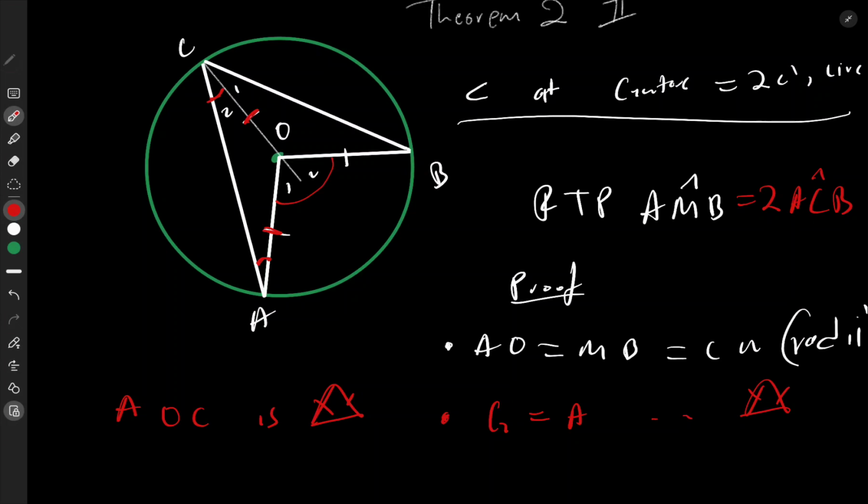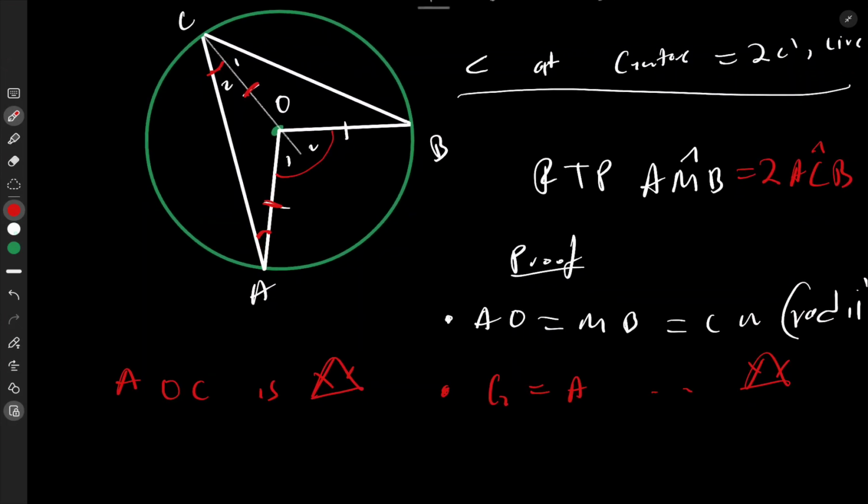Okay. What else can I say? The isosceles triangle also works here. This is equal to this. I can say OBC is also an isosceles triangle because they are all subtended by radii. So I'll have C1 equal, there was C2, right? That was C2. Now I'm on C1. C1 equals B. The reason is it's also an isosceles triangle.